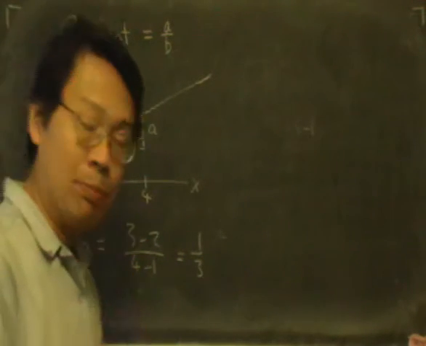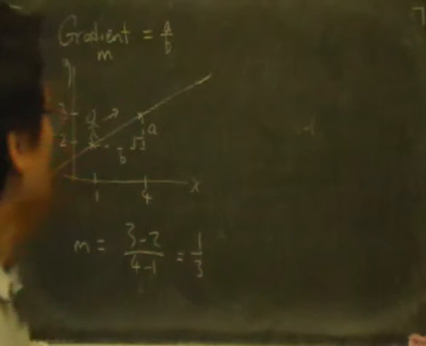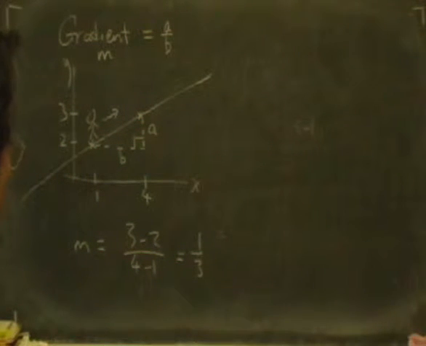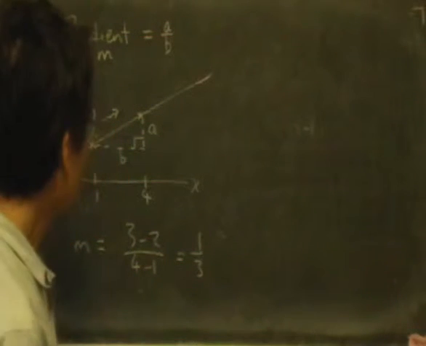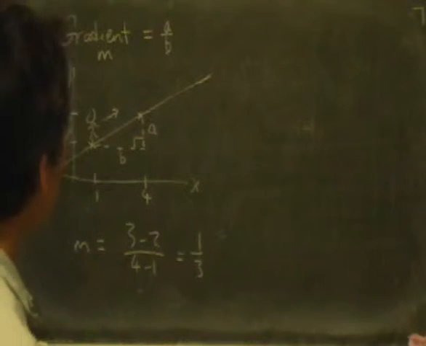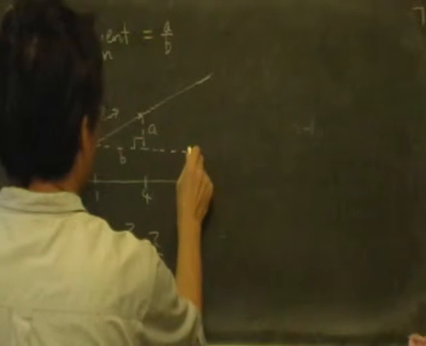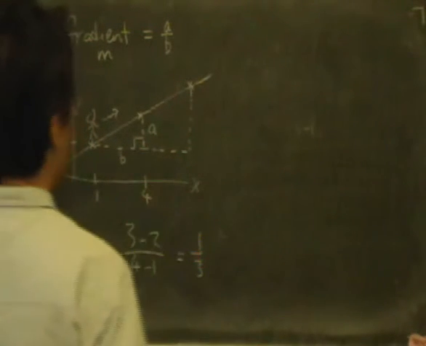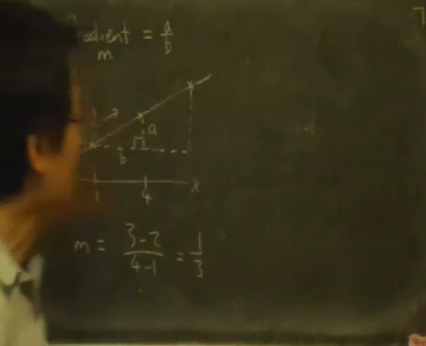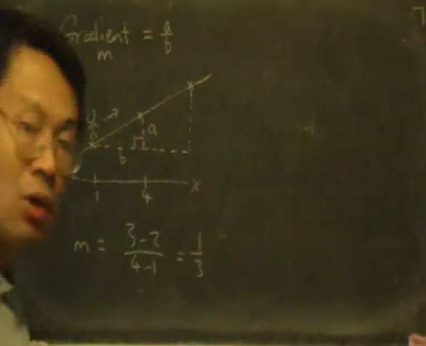Now, there is an important thing about gradient that we must know. Coming back to this triangle, you might have noticed that it's just one of the many possible triangles I could draw. For example, I could draw, say, this triangle. What if I draw a bigger triangle? Then will I still get the same answer if I take the vertical distance and divide that by the horizontal distance?